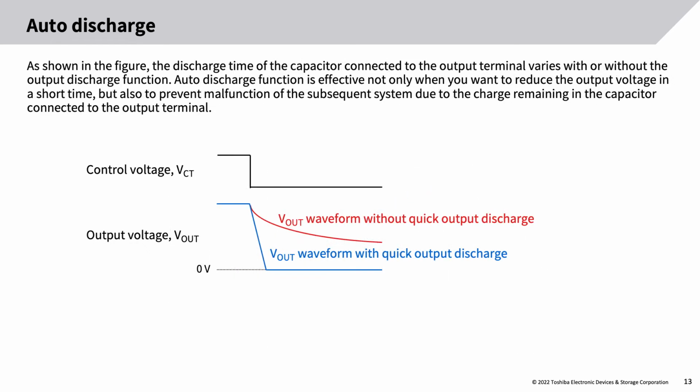As shown in the figure, the discharge time of the capacitor connected to the output terminal varies with or without the output discharge function. Auto discharge function is effective not only when you want to reduce the output voltage in a short time, but also to prevent malfunction of the subsequent system due to the charge remaining in the capacitor connected to the output terminal.